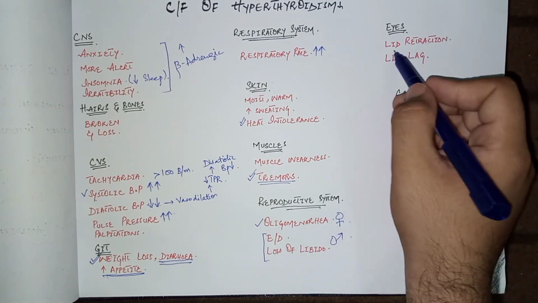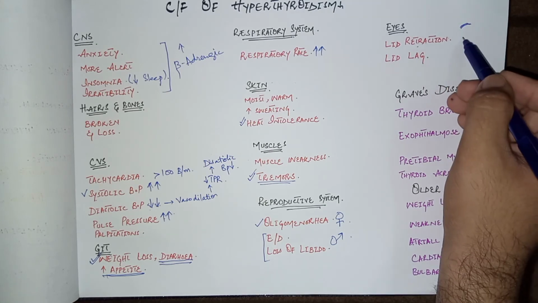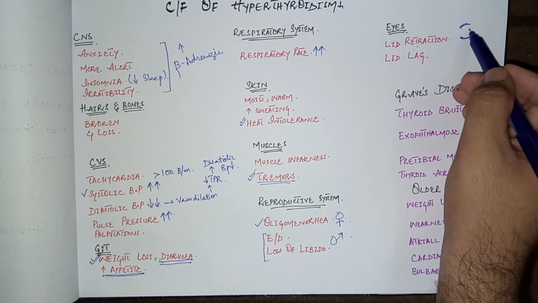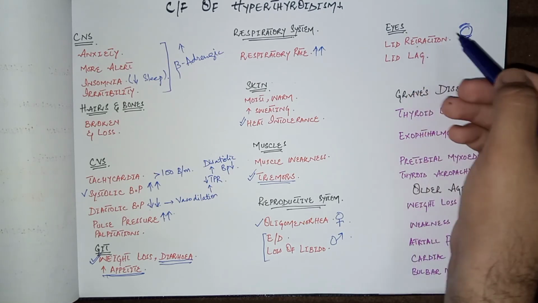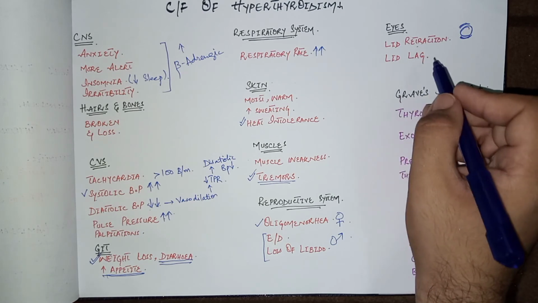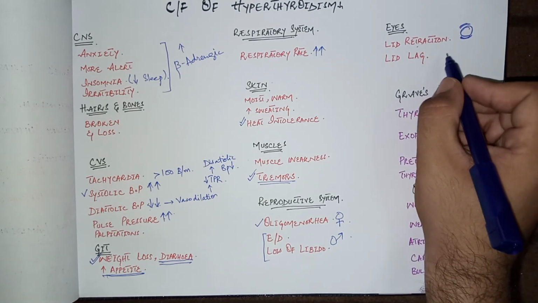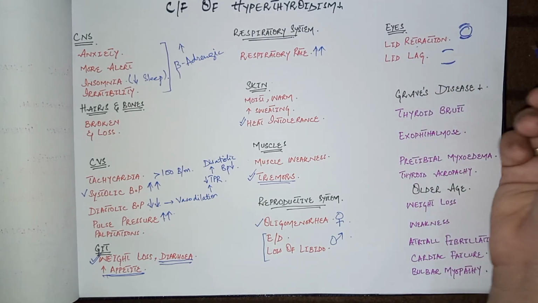In the eyes, there is lid retraction, that is upward displacement of the upper lid and downward displacement of the lower lid. As a result, the sclera becomes much more exposed. This is lid retraction in hyperthyroidism. And lid lag: there is slow movement of the lids as compared to eye movement.